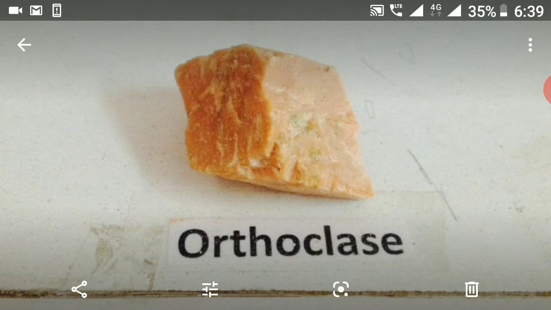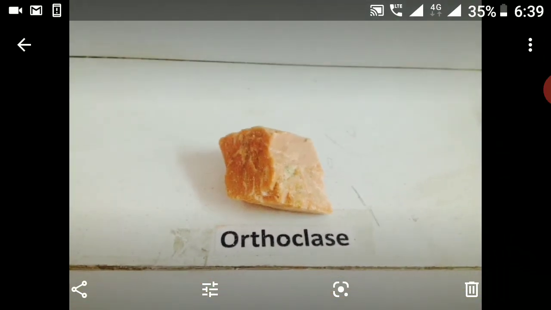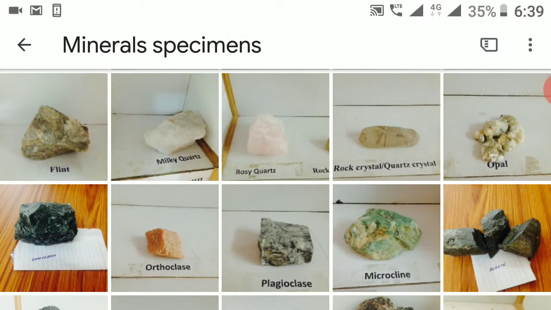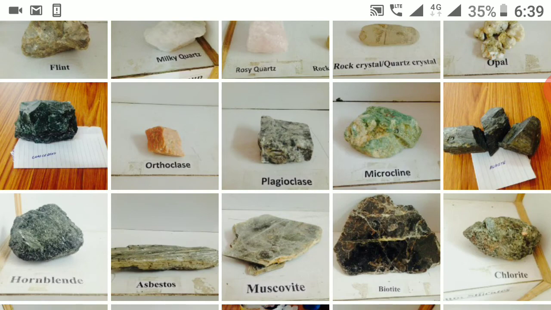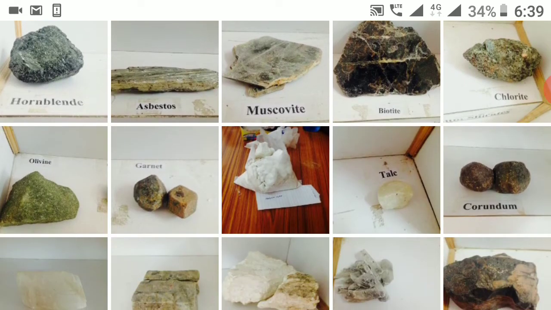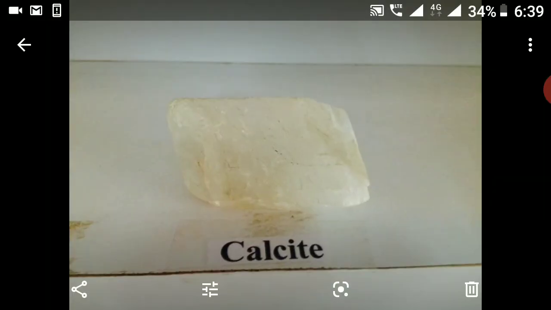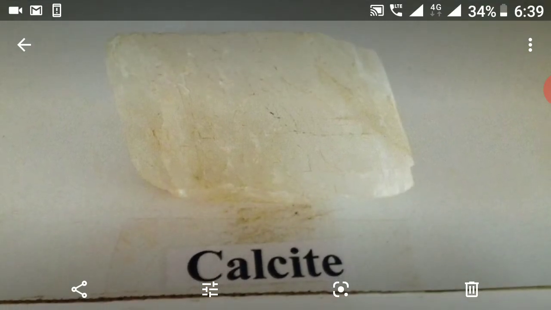And next habit is prismatic, elongated crystals in one direction. The best example for the prismatic is calcite. Calcite is the best example for the prismatic. This is a calcite mineral. This is the best example for prismatic.